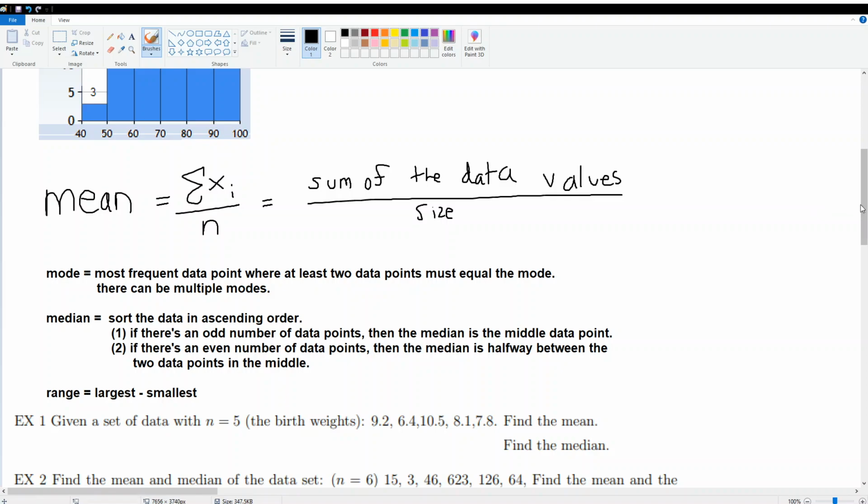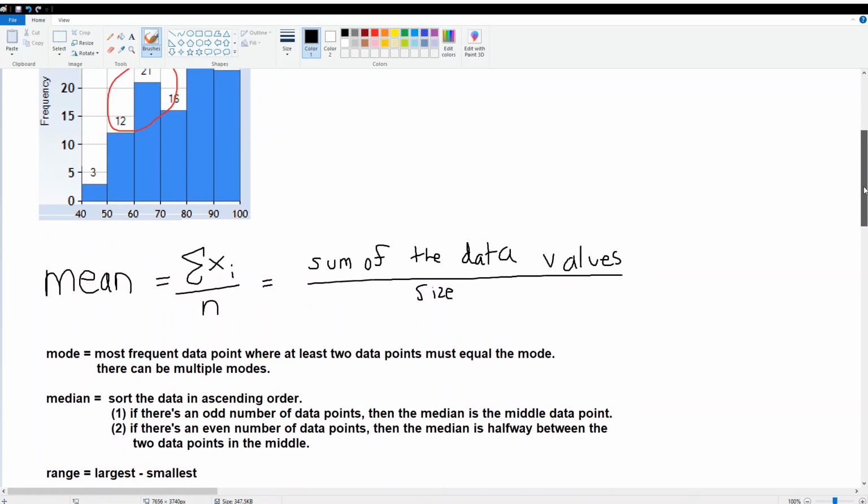So, we're going to start with our four simplest ones. We have what's called the mean, and that is equal to the sum of the data values divided by the number of data values, or our size.